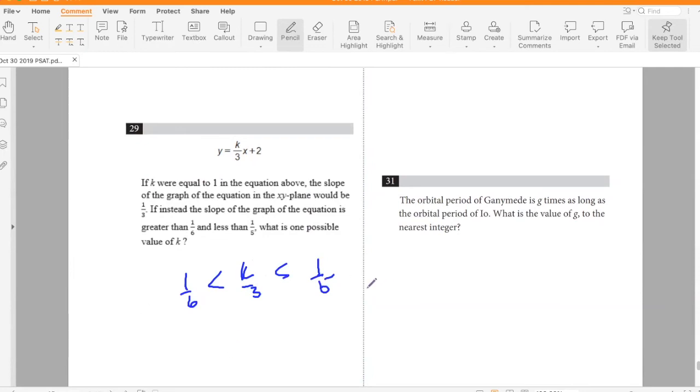So let me just multiply the whole equation by 30. So 5 less than 10k, actually not 30, let me multiply it by 3. So 1/2 less than k less than 3/5, right? Let me write 1/2 as 5/10 less than k less than 6/10. Okay, so k can be between 5/10 and 6/10.